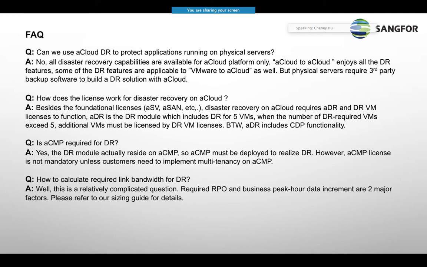Basically, what you need to make sure is that within the required RPO time window, the business peak hour data increment can be successfully transferred from the primary site to the secondary site.